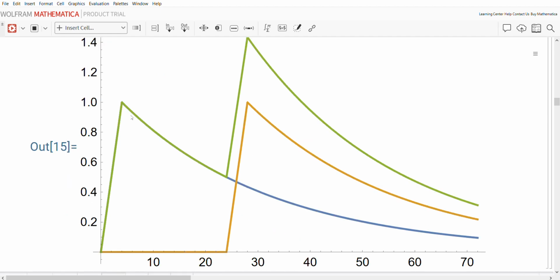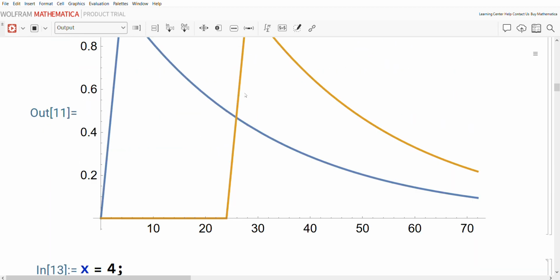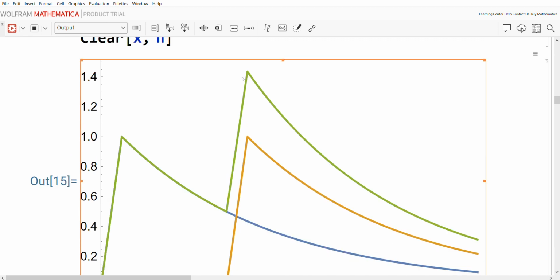Still, these colors are not ideal, but it's because the graphs overlap. The green one here and the mustard one here are exactly what we had before with the blue and the mustard. But now we have green overlapping the blue, except here after 24 hours. And this one that goes up to 1.4 is the sum of the two.